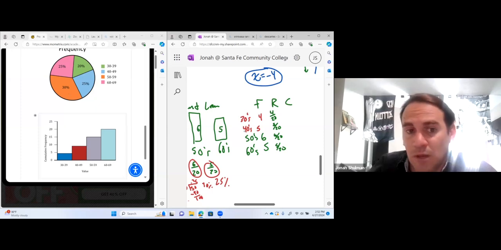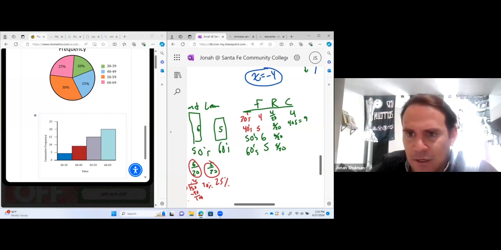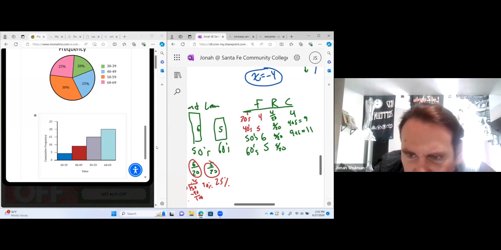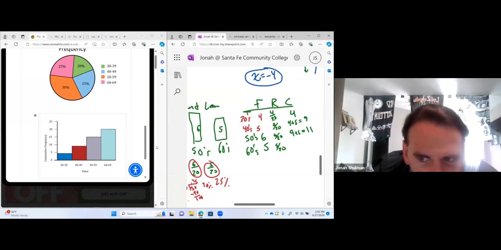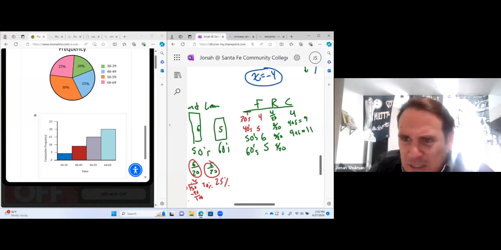But cumulative, we add them all up. So the first one is 4. And 4 plus 5 is 9. That is 9. The next one is 9 plus 6. So the next one should be 11. 50 through 59 should be 11. They gave us 14. That seems off. And the last one is, oh, did I miss something?